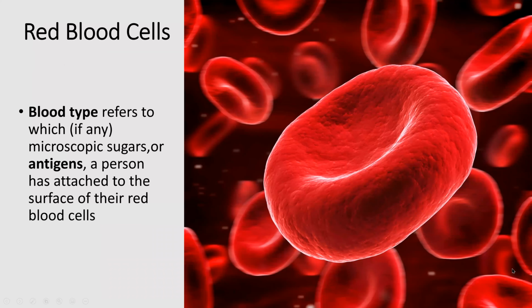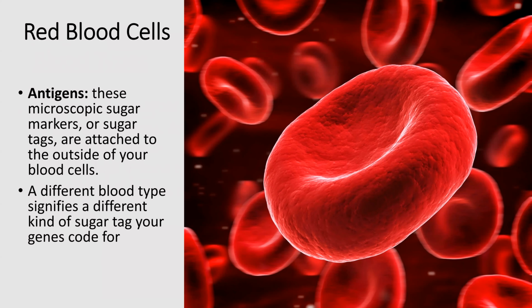All right, so quickly, let's just go over some basics. So red blood cells. This is what we use to determine blood type, because blood type refers to which, if any, microscopic sugars, or what we would refer to them as antigens, a person has attached to the surface of their red blood cells.